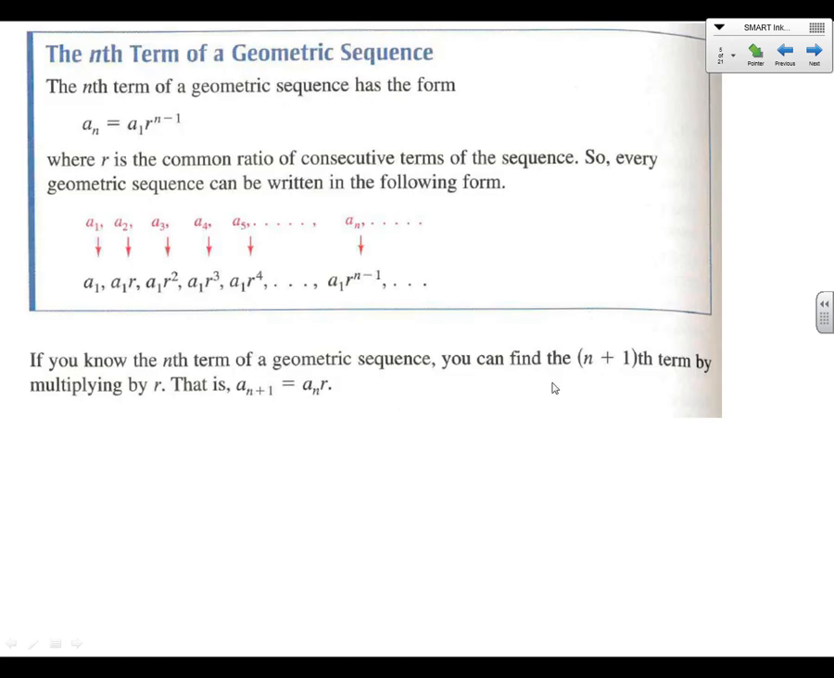Building off of that, we can come up with an equation for the nth term of our geometric sequence, just like we had one for the nth term of our arithmetic sequence. This time it's going to be your initial number times your ratio to the n minus 1. So how many times are we going to have to multiply after starting at the initial term?